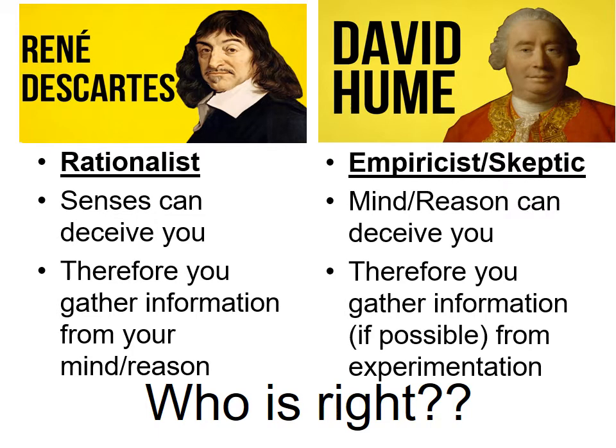David Hume believed differently. He was an empiricist. He said, you know what, your mind can deceive you as well. Ultimately, he says, we only can gather information through doing experiments that can be reproduced with reliability. He said ultimately he was a skeptic. He didn't believe necessarily all of the stuff that Descartes was telling us.